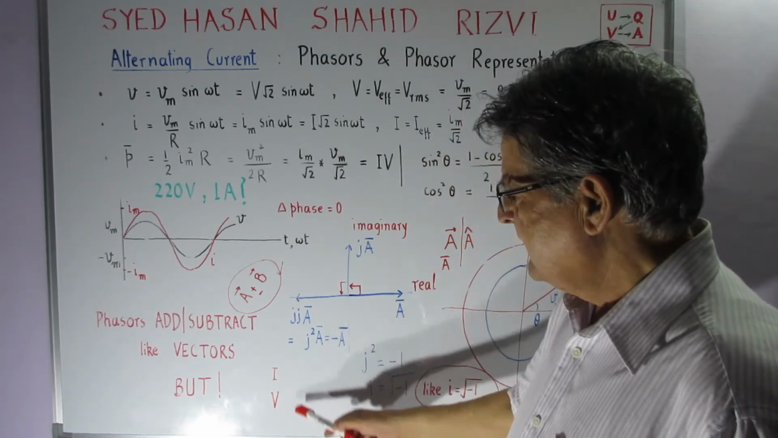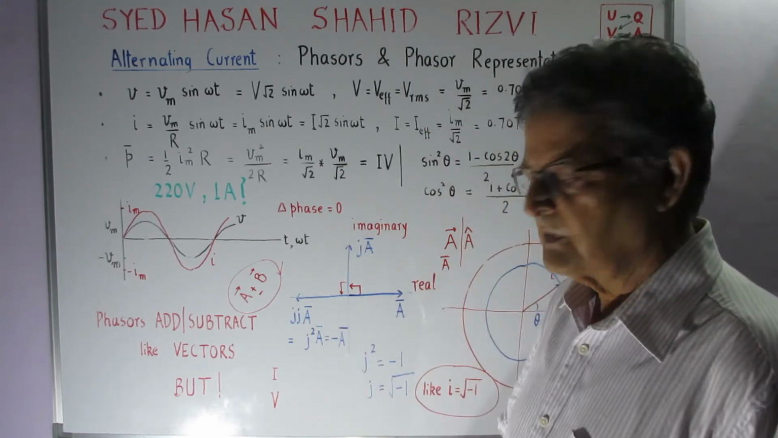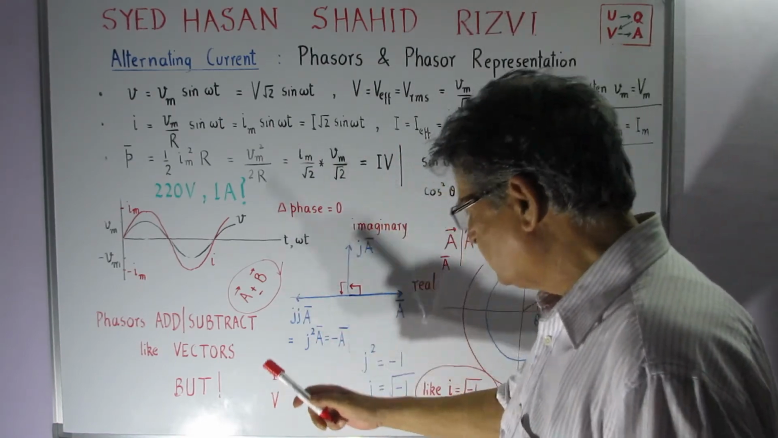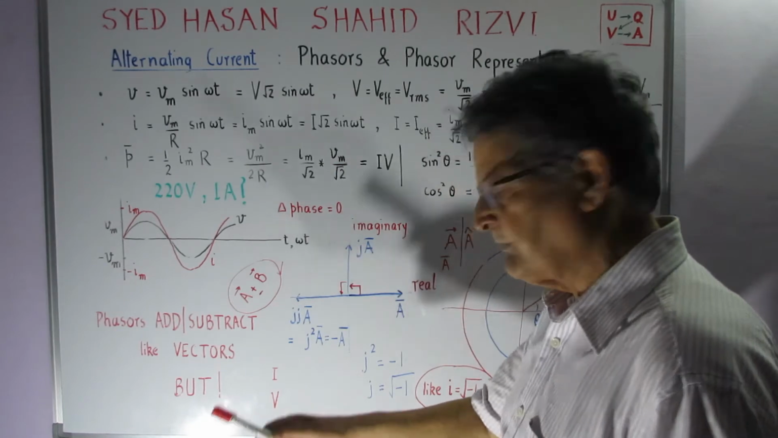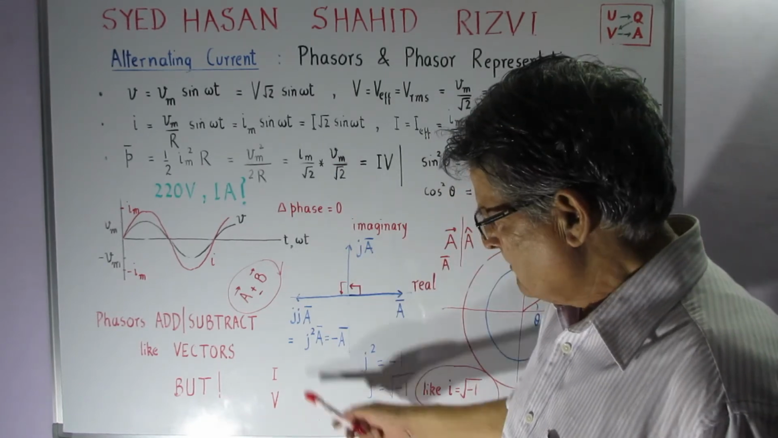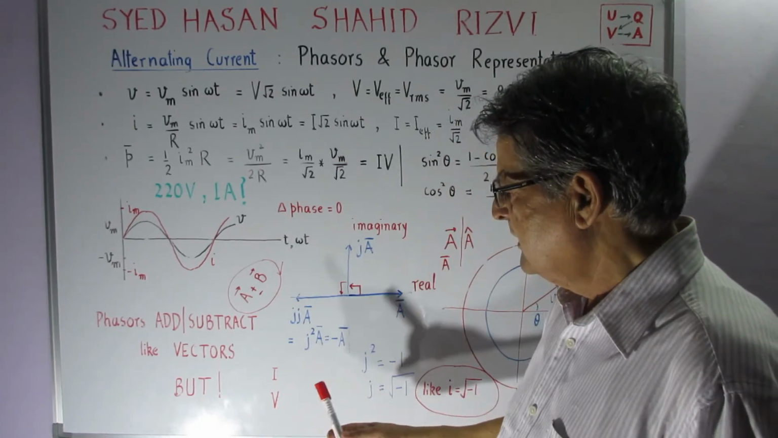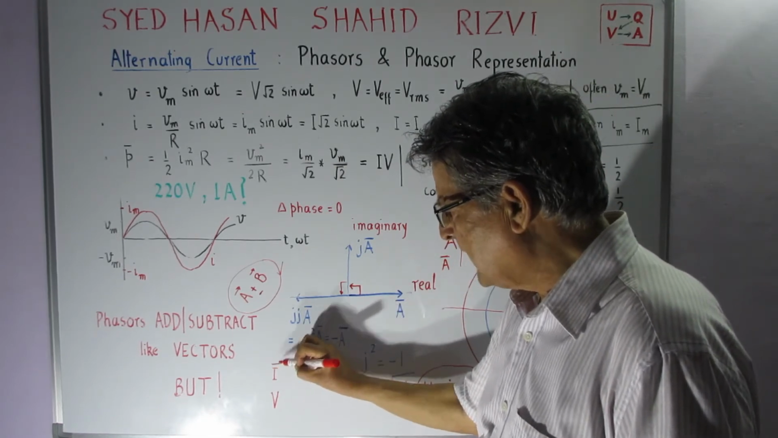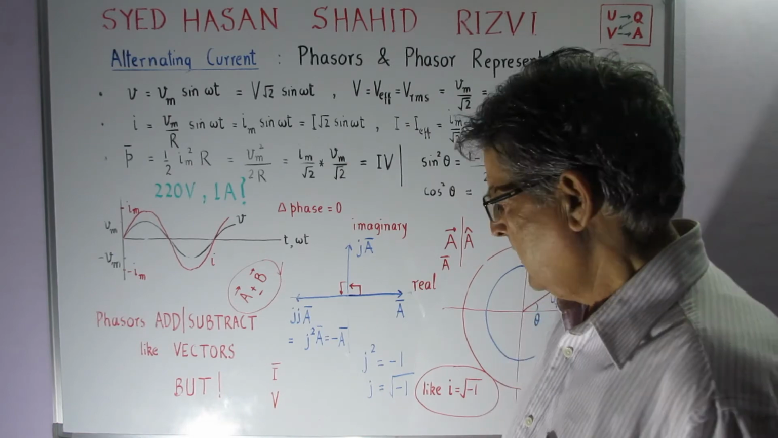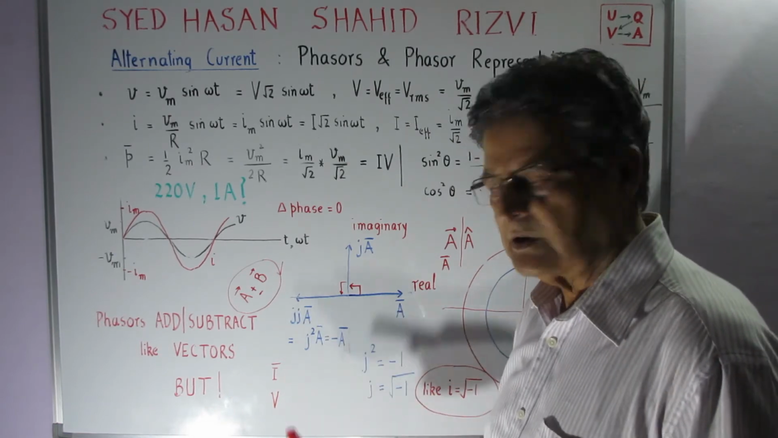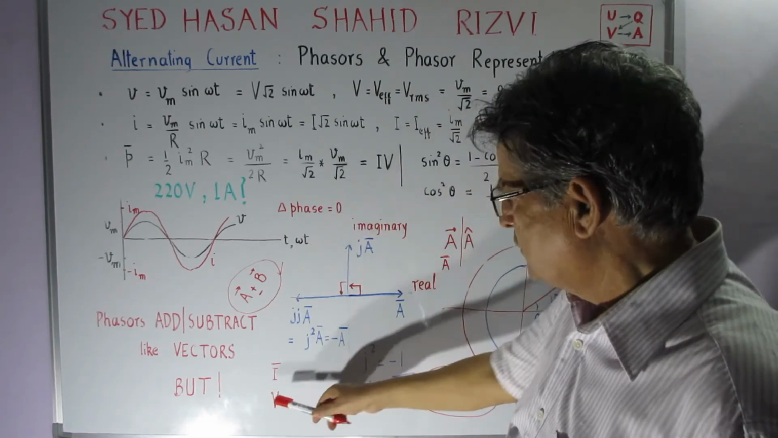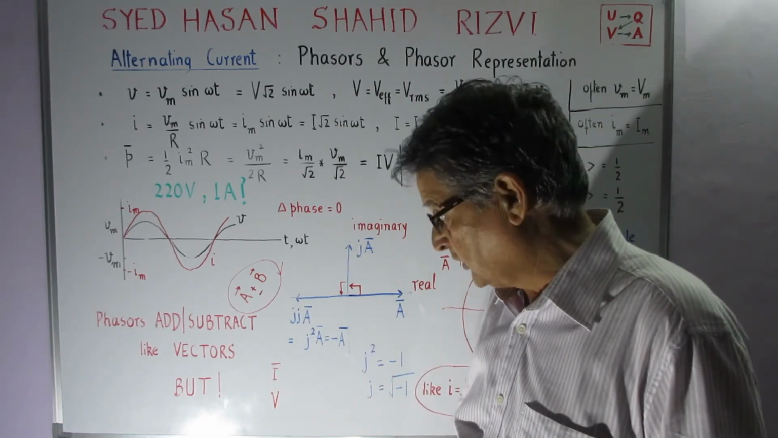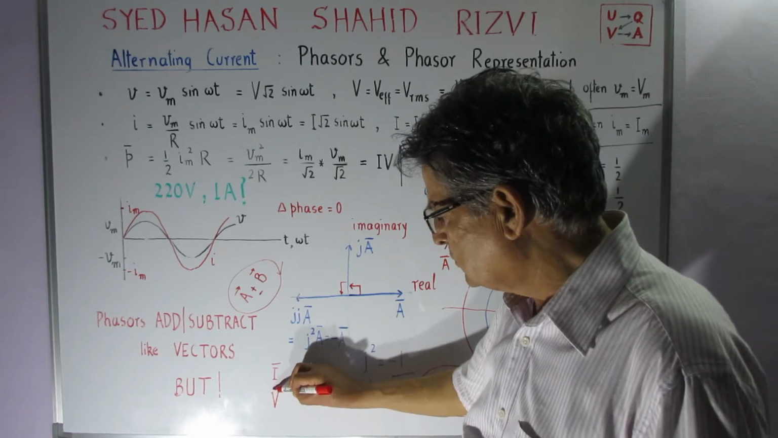I is an RMS value. I is an effective value. V is an RMS value. V is an effective value. So my I phasor will have some length, and that length, when we draw that phasor, should be proportional to the magnitude of this phasor, or to the magnitude of this phasor.